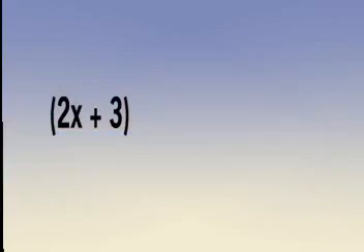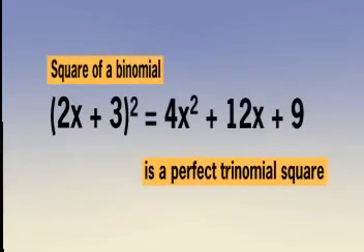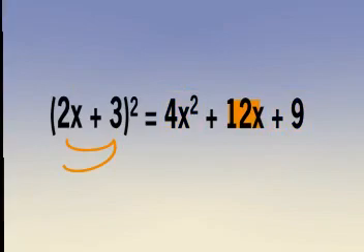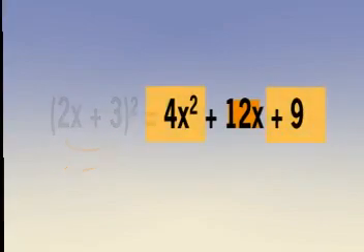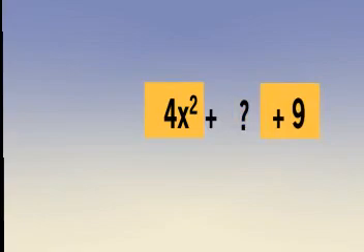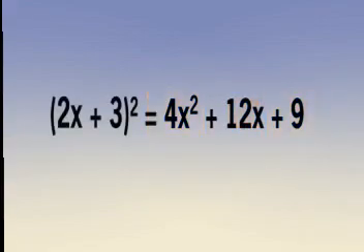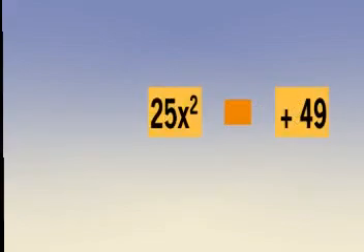A binomial is the sum or difference of two terms. We found that the square of a binomial results in a perfect trinomial square. Two of the terms, specifically the first and the third, are perfect squares, and the second term is twice the product of the two terms. The middle term is twice the product of the square roots of the first and third terms. Thus, if we have the product of two squares, we can find a third term to make a trinomial, which is the square of a binomial. For example, 25x squared and 49.